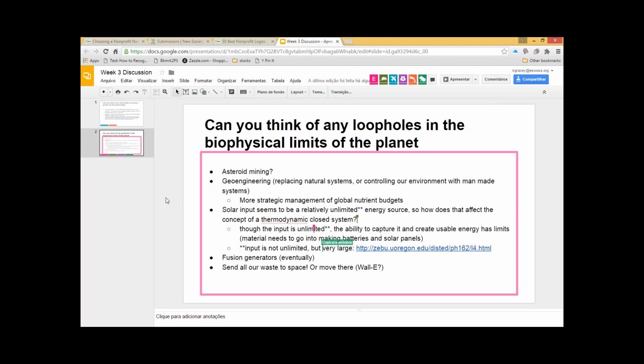Solar input seems to be a relatively unlimited resource. Someone said it's not really unlimited, but at least in comparison to the size of our economy right now, it is very large. And of course, that is just a way of fighting entropy in the short term. Eventually, the energy that we put in still gets disorganized. We don't lose it, but it is one way of... It's the biggest thing that we use to fight entropy today.